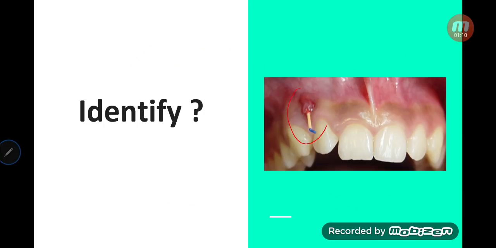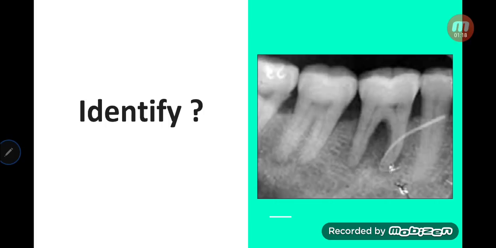And you can clearly see a gutta-percha used to trace the sinus tract opening. This is the gutta-percha on radiograph in the sinus tract opening.